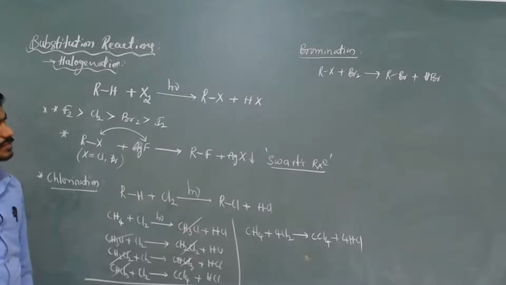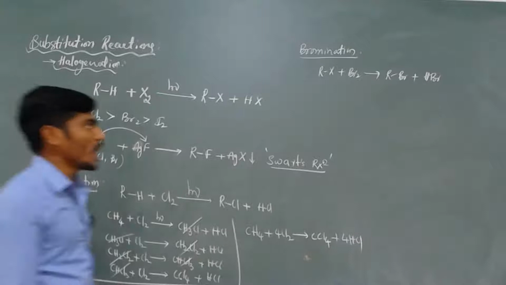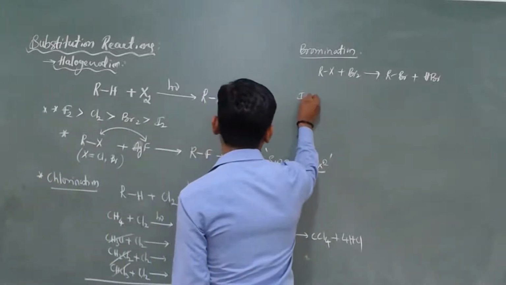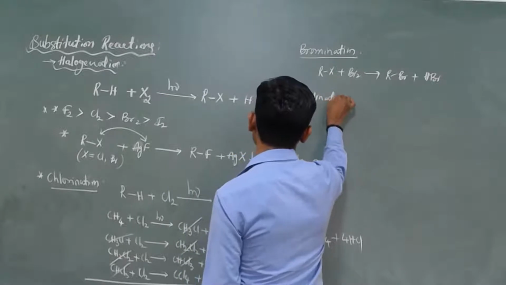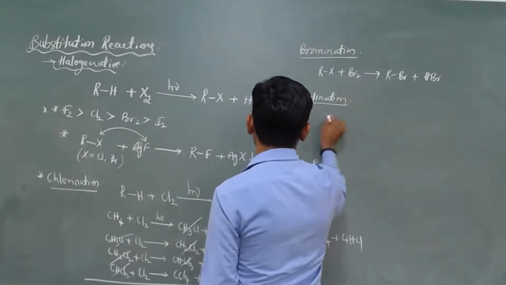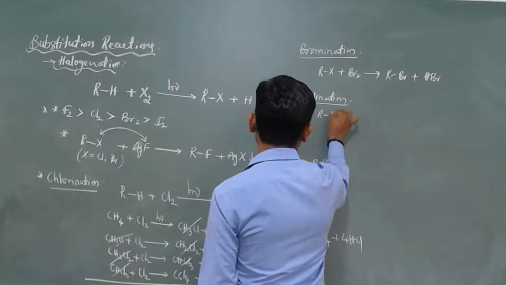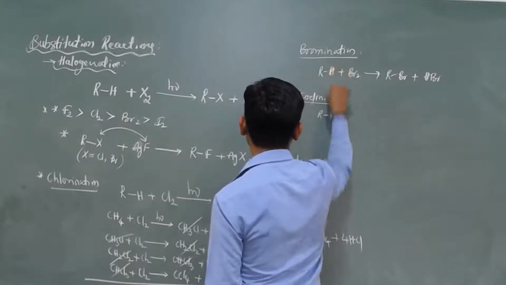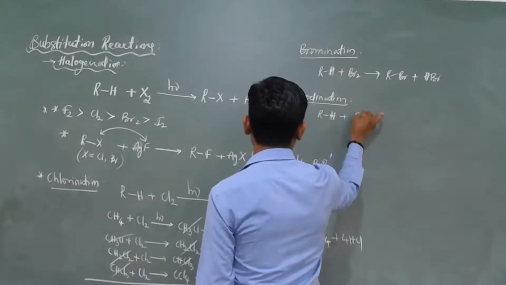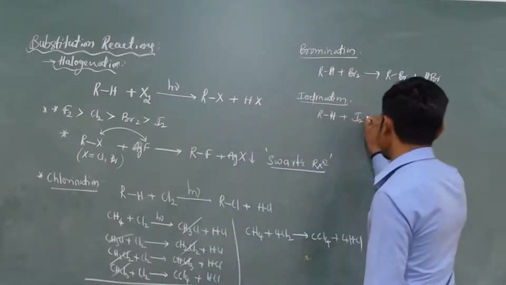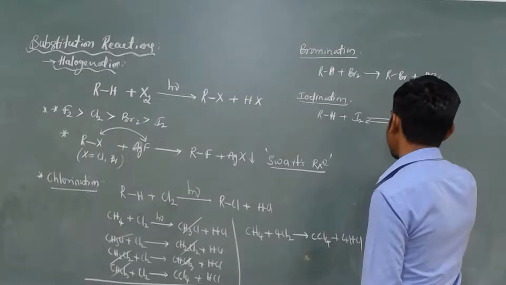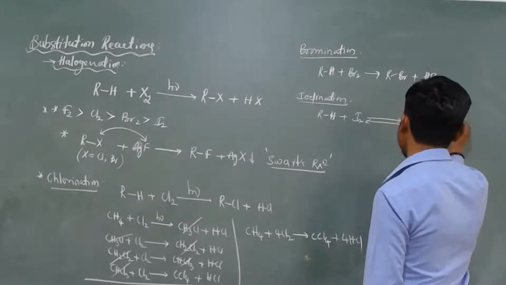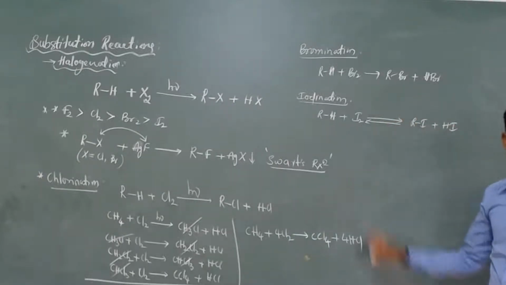Substitution reaction, alkanes. If you want iodination, here it is RH, not RX, it is an alkane. When an alkane reacts with HI, this is a reversible reaction: RH plus I2 gives RI plus HI.